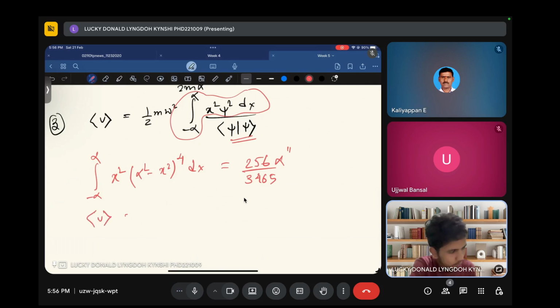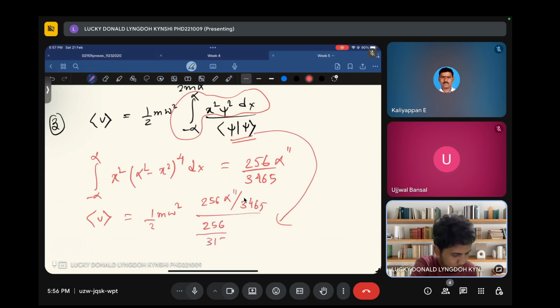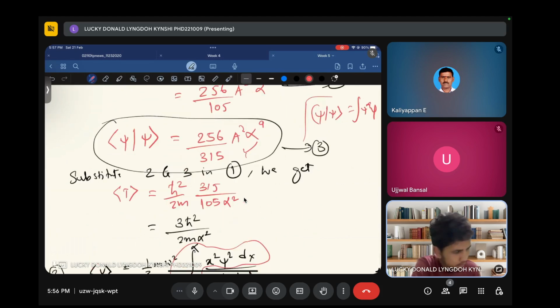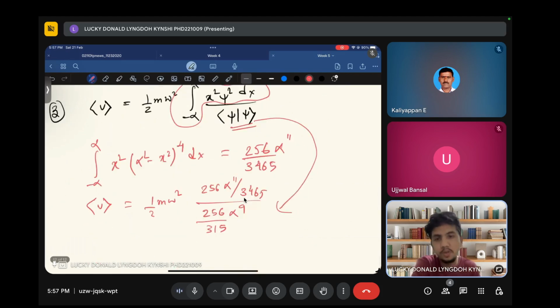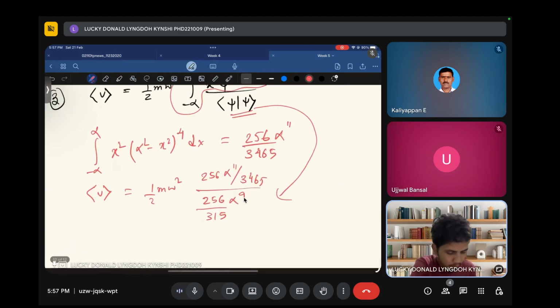Then expectation value of V will be equal to half of m omega square, expectation value of x square. You will get 256 alpha to the power 11 by 3465 and divided by psi, right? So psi is equal to 256 by 315 alpha to the power 9. And how do you get psi? It's already given here, this term. And what is the value of A square? A square you have already solved, and you can just substitute the value of A square also. Then finally you will get m omega square alpha square by 22.